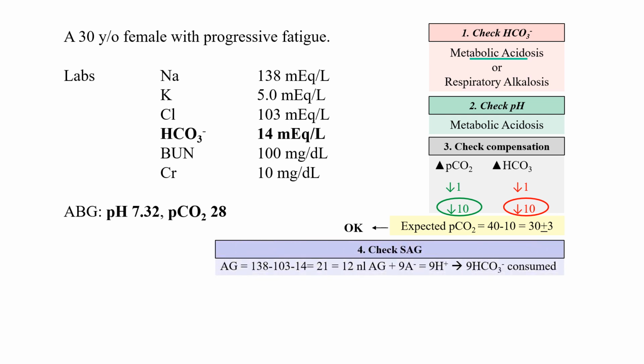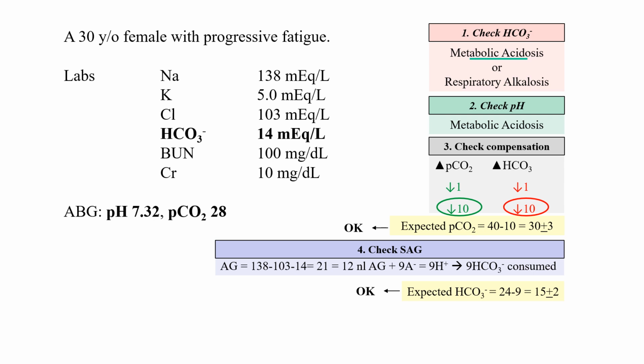Step 4. Calculate serum anion gap. It is 21, which means we have the normal 12 anion gap plus 9 extra anions or acids around. The 9 acids are expected to consume 9 bicarbonate. The expected bicarbonate would therefore be 24 minus 9, or 15 plus or minus an error margin of 2. Comparing this expected bicarbonate of 15 to the actual bicarbonate of 14. 14 is within the range of 15 plus or minus 2, so we do not have another acid-base disorder.